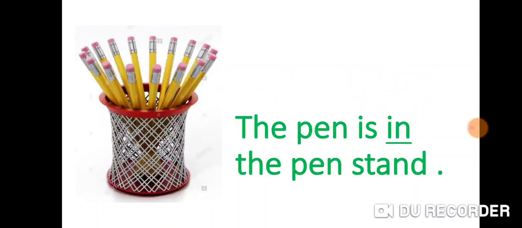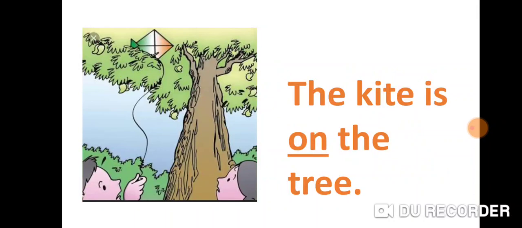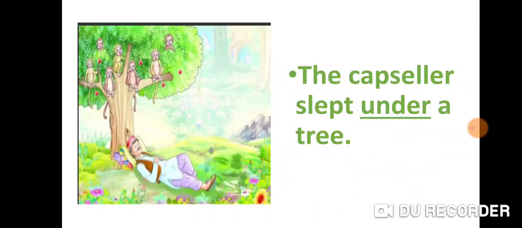For example, students, the pen is in the pen stand. So this shows us where the pen is kept. It's kept inside the pen stand. The kite is on the tree. Again, the direction. They're mentioning where the kite is. The kite is kept on the tree. The cap seller slept under a tree. So you can see an image here where the cap seller is sleeping under the tree. So it's again giving us the direction of where the cap seller is sleeping.